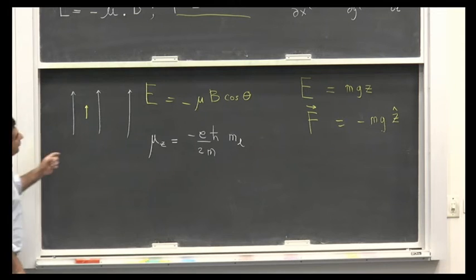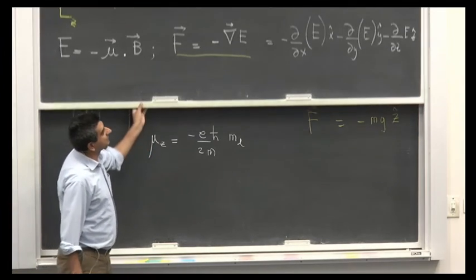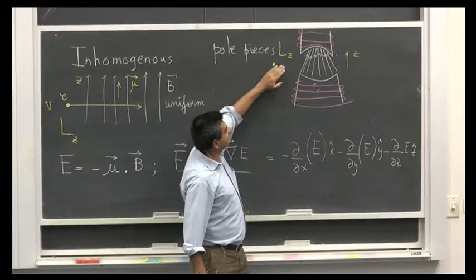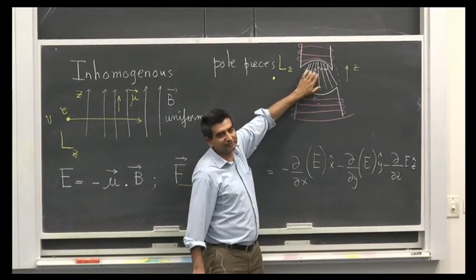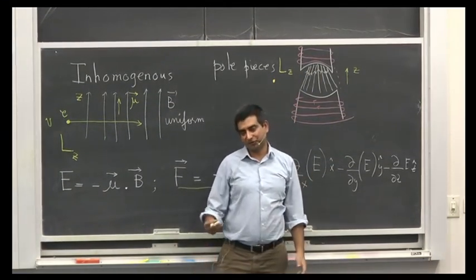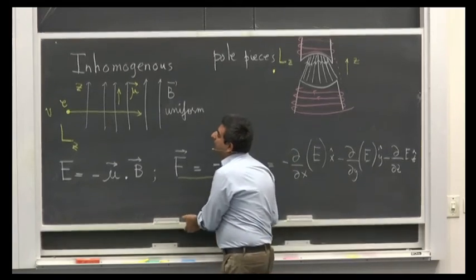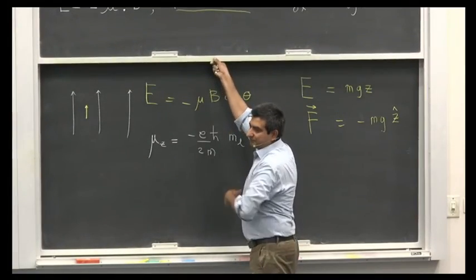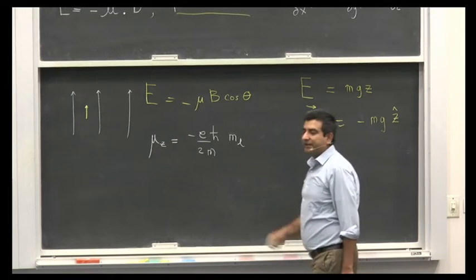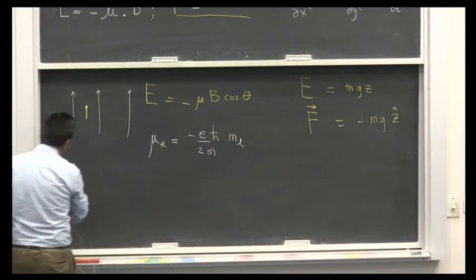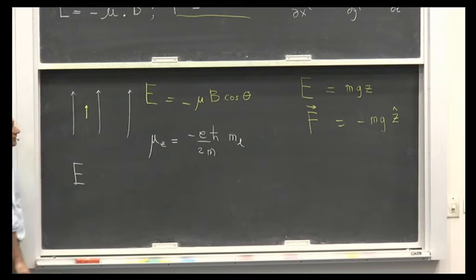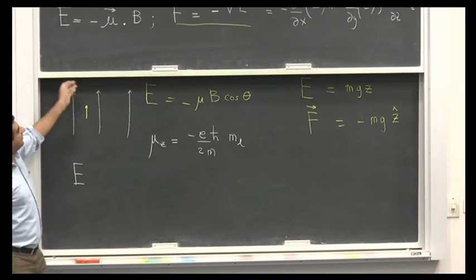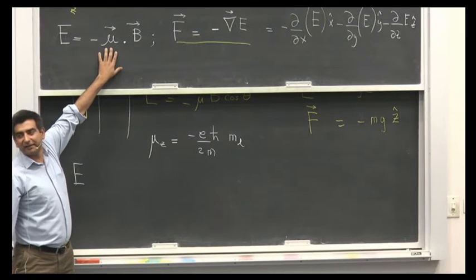Now, if I would like to find out the force, this electron with a certain angular momentum enters this region here. I would like to find out the force. I know that this is the magnetic moment. Let's first find out the energy of the dipole when it enters this non-uniform field. The energy is given by this, minus mu dot B.